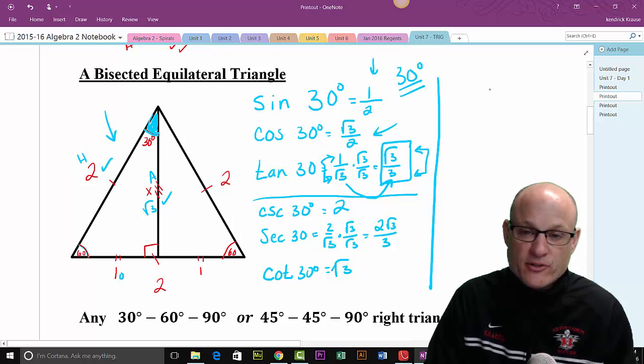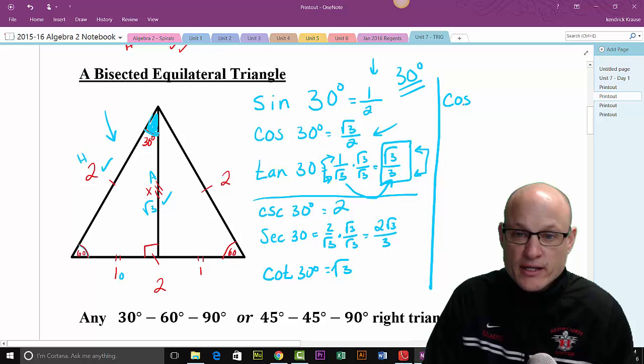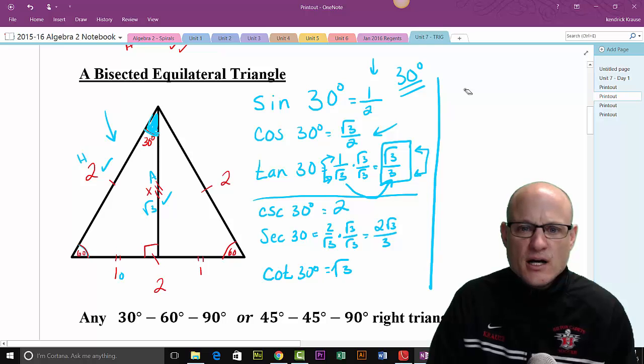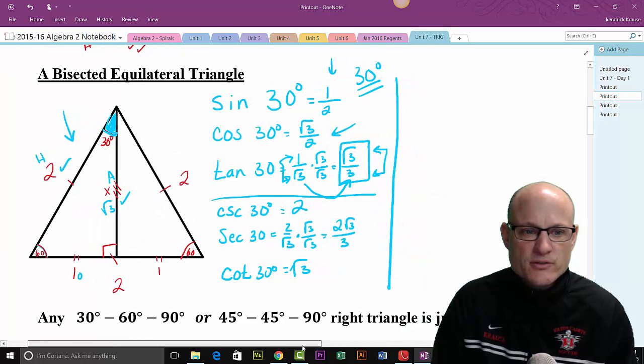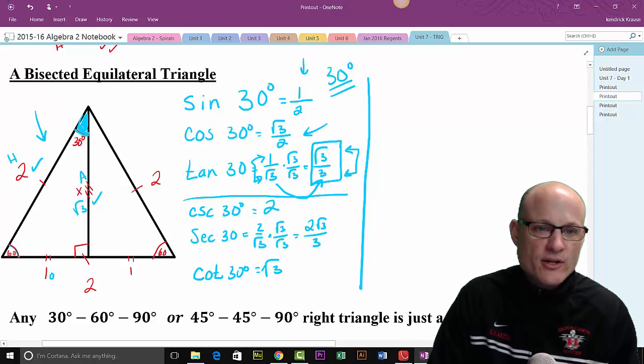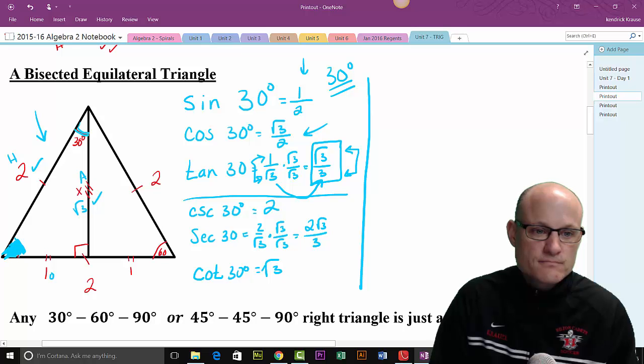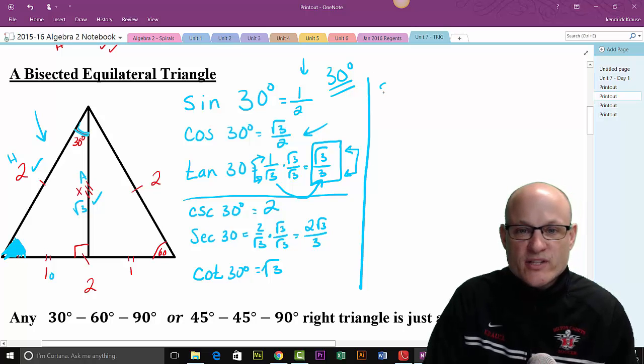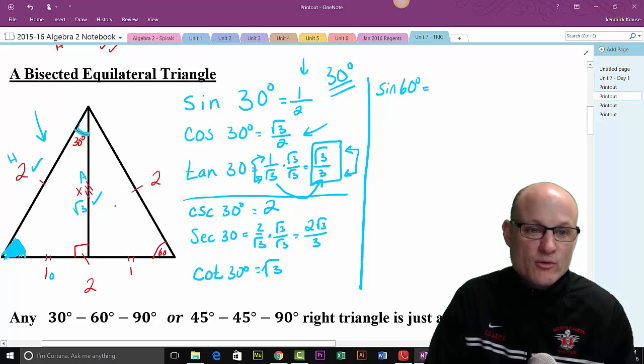Now you're going to see something interesting for 60 degrees. Let's start with sine. Try to keep this in as much as possible. But we're going to use this angle down here now, which is a 60-degree angle. All right, so the sine of 60 degrees is equal to opposite over hypotenuse.